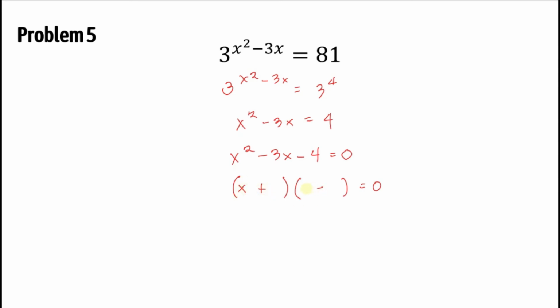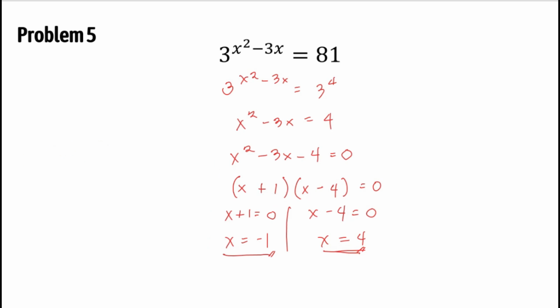So we have x, x. Then the middle term is negative. Therefore, the larger number should be negative. And that is here. 4 and 1. Because 1 times negative 4 is negative 4. Then 1 plus negative 4 is negative 3. So to solve for x, we have x plus 1 equals 0. Then x equals negative 1. Then x minus 4 equals 0. Therefore, x equals positive 4. So the answers are negative 1 and positive 4.